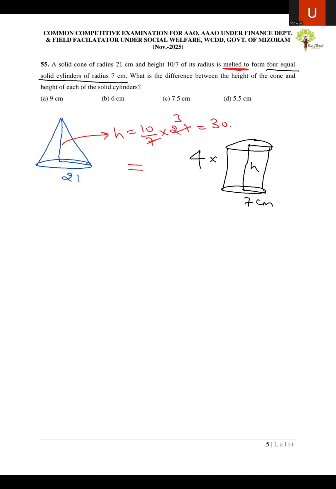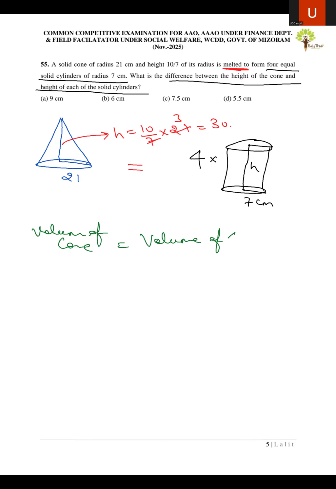They're asking what is the difference between the height of the cone and the height of each of the solid cylinders. So what we can do in this one is, I can say that volume of cone is equal to volume of 4 cylinders. All right.